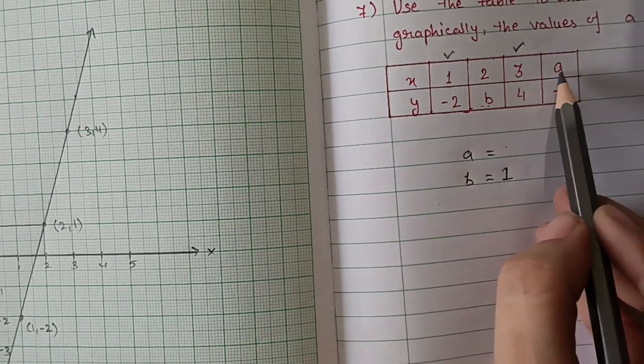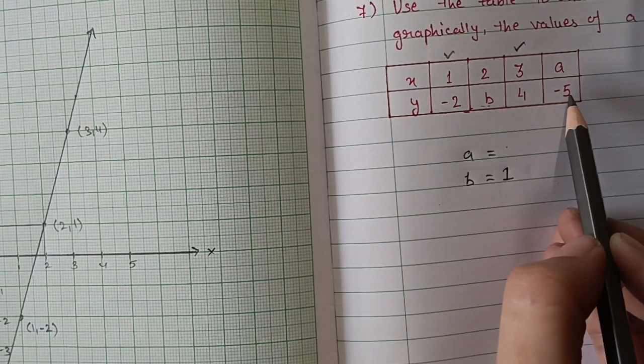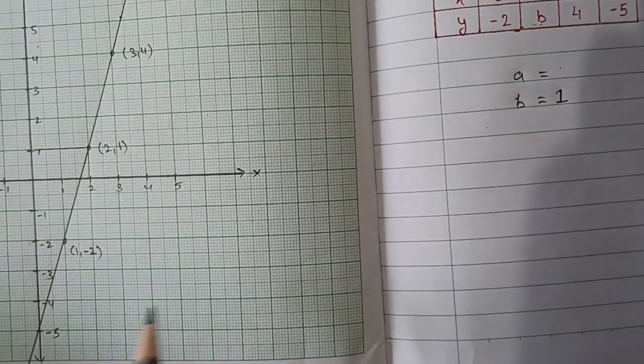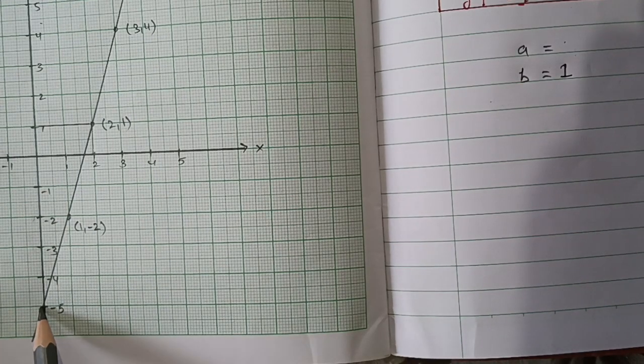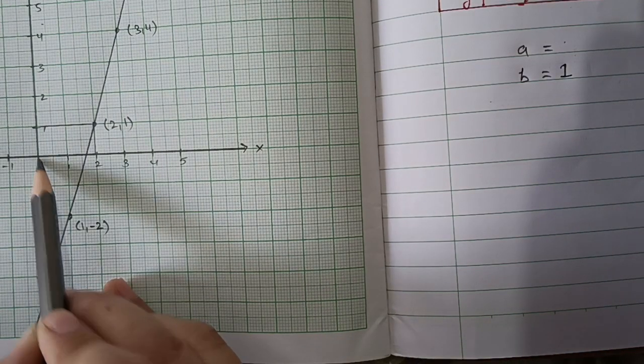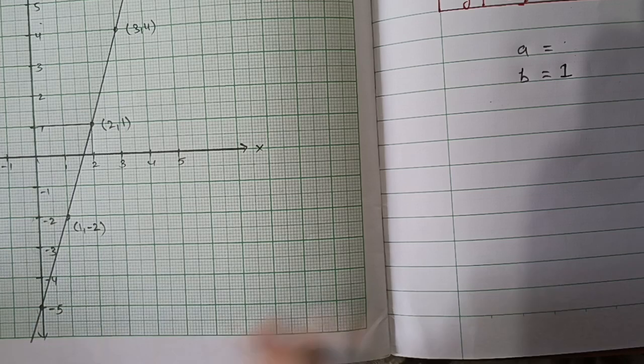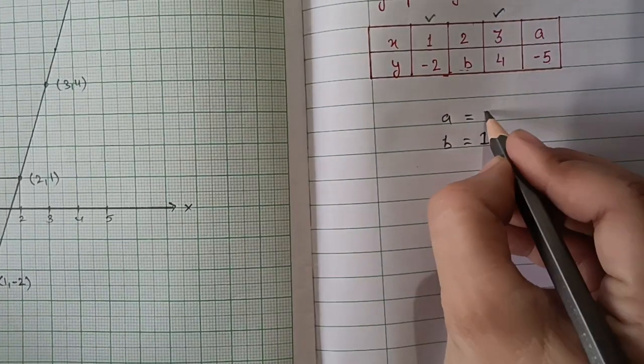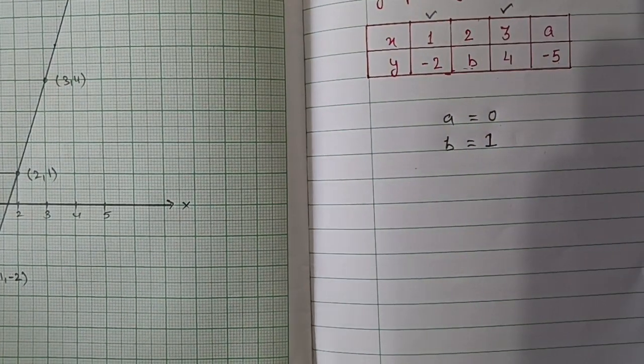Then next, a comma minus 5. Y is given minus 5. So when y is minus 5, in that case x value is coming 0. So this is the point. A value is coming here 0.